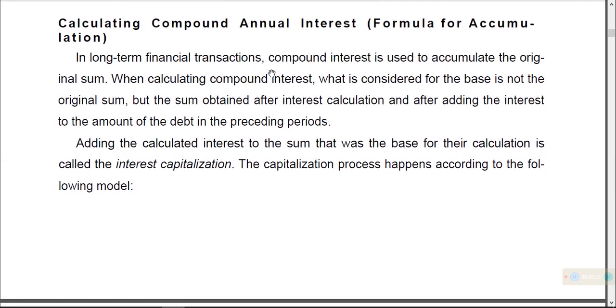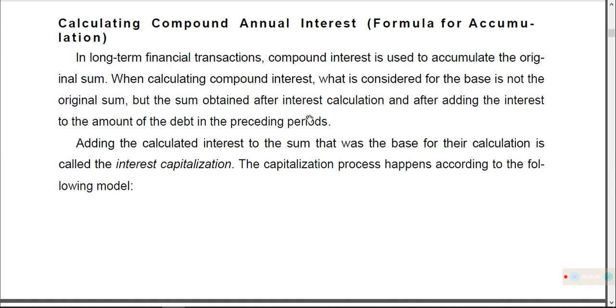In long-term financial transactions, compound interest is used to accumulate the original sum. When calculating compound interest, what is considered for the base is not the original sum, but the sum obtained after interest calculation and after adding the interest to the amount of the debt in the preceding period. So how is this different from simple interest?